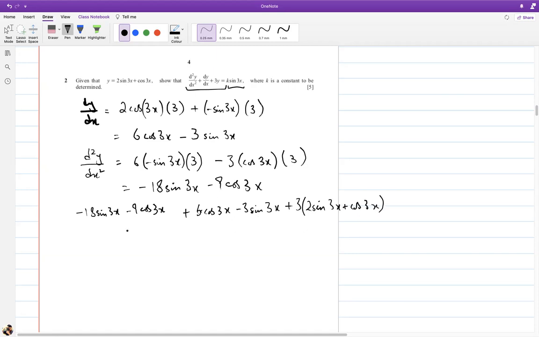All right, so we have this whole left-hand side here. Let's see. I'm going to call 3x alpha, just for simplicity. So it becomes 18 sine alpha minus 9 cos alpha plus 6 cos alpha minus 3 sine alpha plus 6 sine alpha plus 6 cos alpha. All right, so combining the things with, yes?